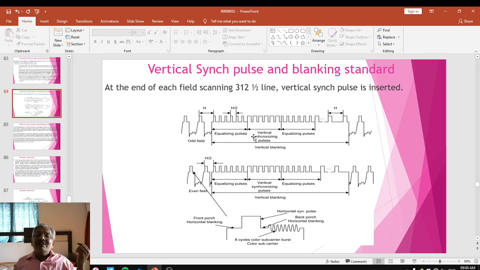Analogous to that, there are the standards for pre-equalizing pulses, serrated pulses, that is synchronizing pulses, and also the post-equalizing pulses for both these sets. Those standards are also essentially monitored, and depending upon that, the quality of the picture information to be transmitted is going to be decided. Let us see what those respective standards are.